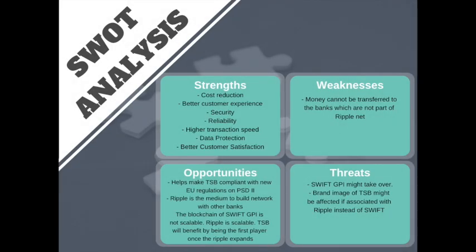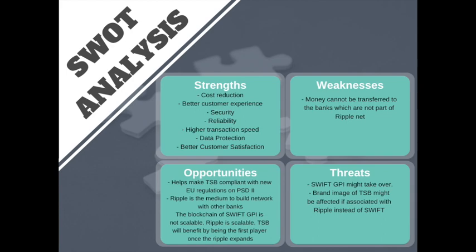Through the course of this presentation, we have seen the strengths of the technology, such as cost reduction, security, reliability, higher speed, and data protection, which in turn lead to better customer experience. Also, the reduced cost from using Xcurrent can greatly help TSB to alleviate their financial losses in 2018. It is important for us to keep in mind the weaknesses arising from this technology, which is that money cannot be transferred to banks which are not part of RippleNet. This means TSB's customers might not be happy when compared to the SWIFT network, which is big. But this technology provides many opportunities.